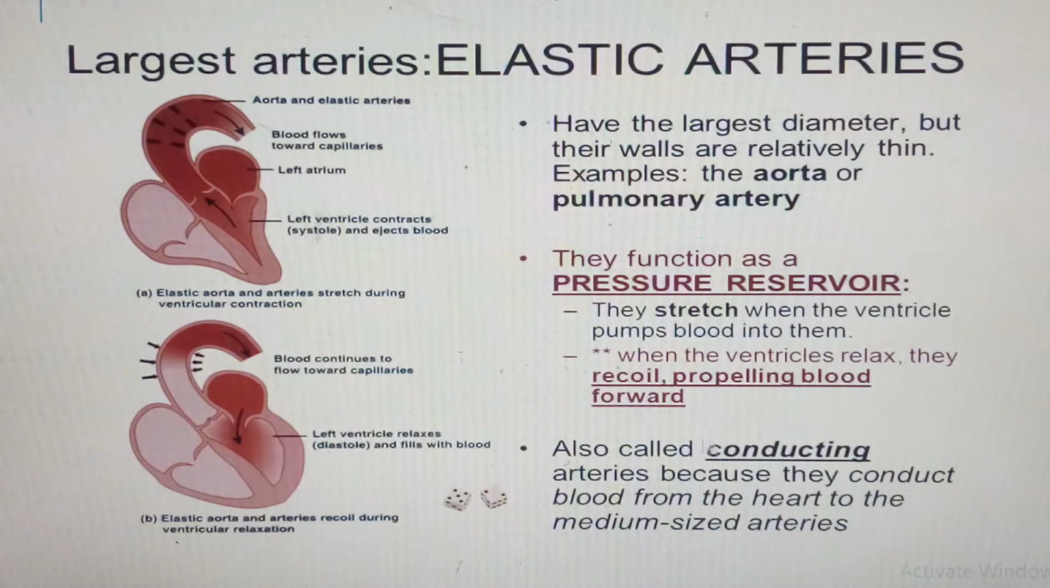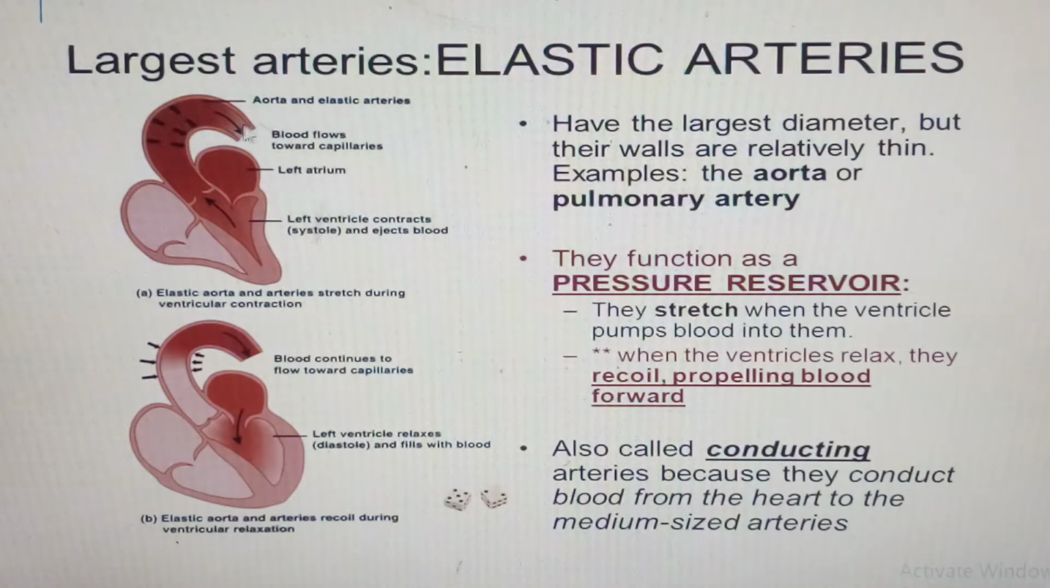Now, during cardiac systole, there is distension of these elastic arteries; they stretch, so you can see the lumen has become larger. And then when blood is leaving, during cardiac diastole, there is recoiling of the blood vessels, such that the lumen becomes a bit smaller, as you can see over here.